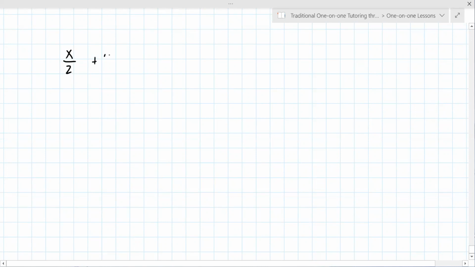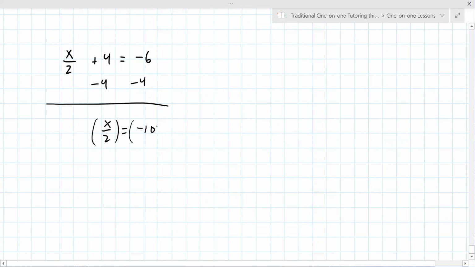x minus 2 plus 4 equals -6. What do you undo first? Okay, so the 4, subtract 4 from both sides. Good. You get 2, -2, and what is this? Oh my gosh, you add them. 9, -9. Yeah, -10. Okay, now how do you undo this?